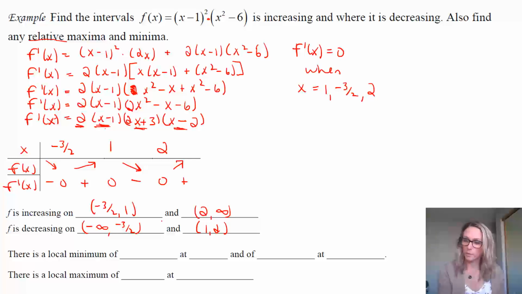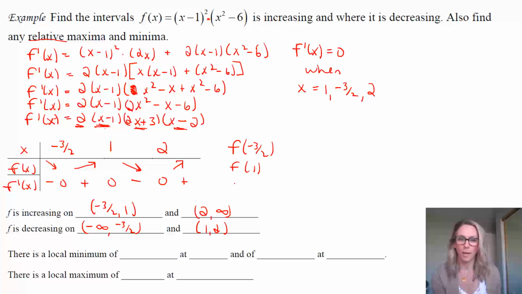Now we want to think about what the values are at those points. So let's check at -3/2, let's check at 1, and let's check at 2. So we're going to plug these back in. Understand we're plugging them back into the original function, f of x, because we want to know what the y value is at those x values, because those points are the local min and max.